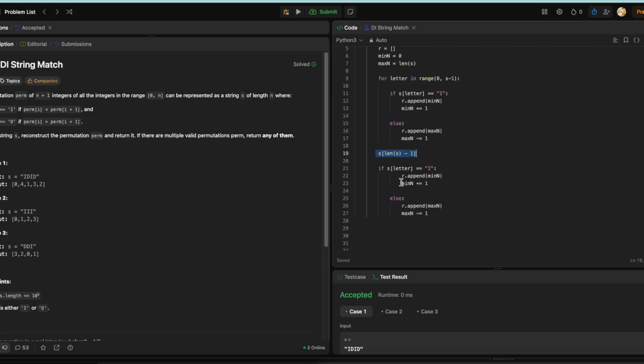And in our case, if this s of length s minus 1 is equal to I, then we append min n, then we append max n. Otherwise, it's the exact opposite. We append max first, then min. So we just change it up like this, and we're good. We return R at the very end, and that should work. So let's run it.